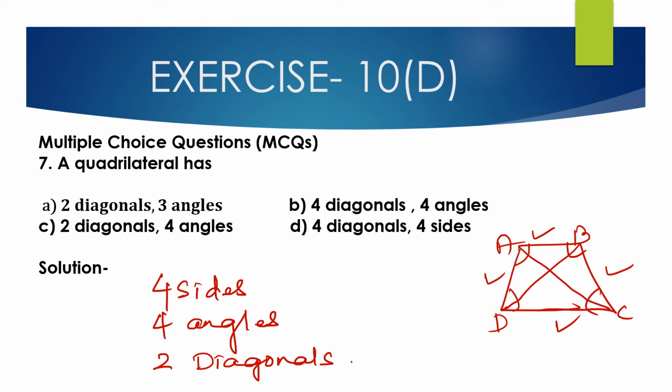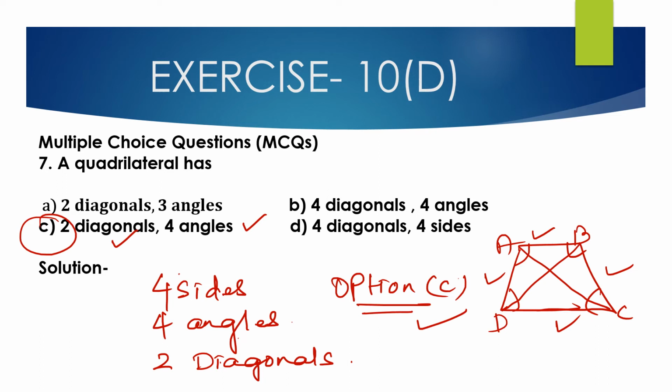So 2 diagonals, 3 angles is not correct. 4 diagonals, 4 angles is not correct. 2 diagonals, 4 angles is correct. 4 diagonals, 4 sides is not correct. So option C is the correct option. A quadrilateral has 2 diagonals, 4 angles.